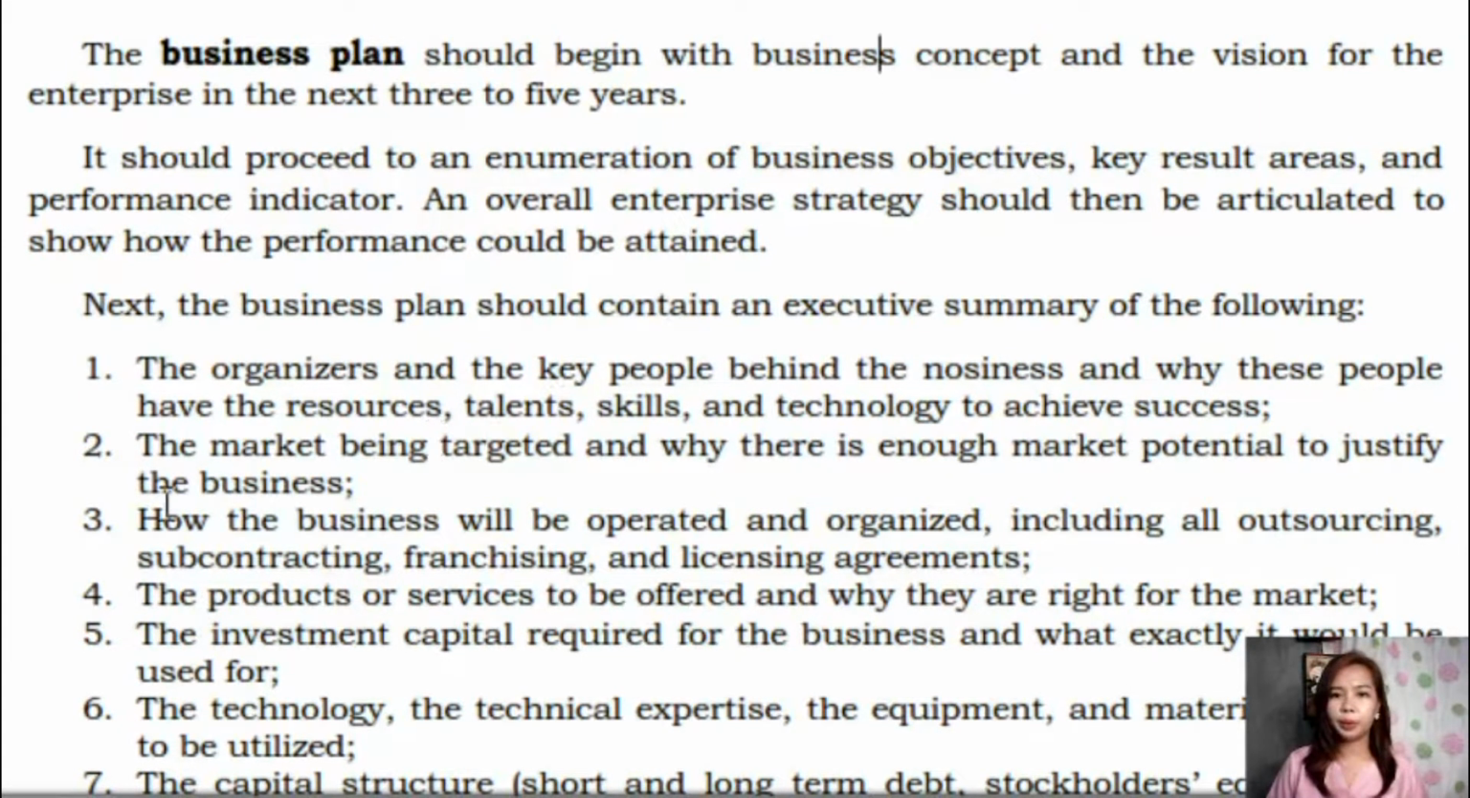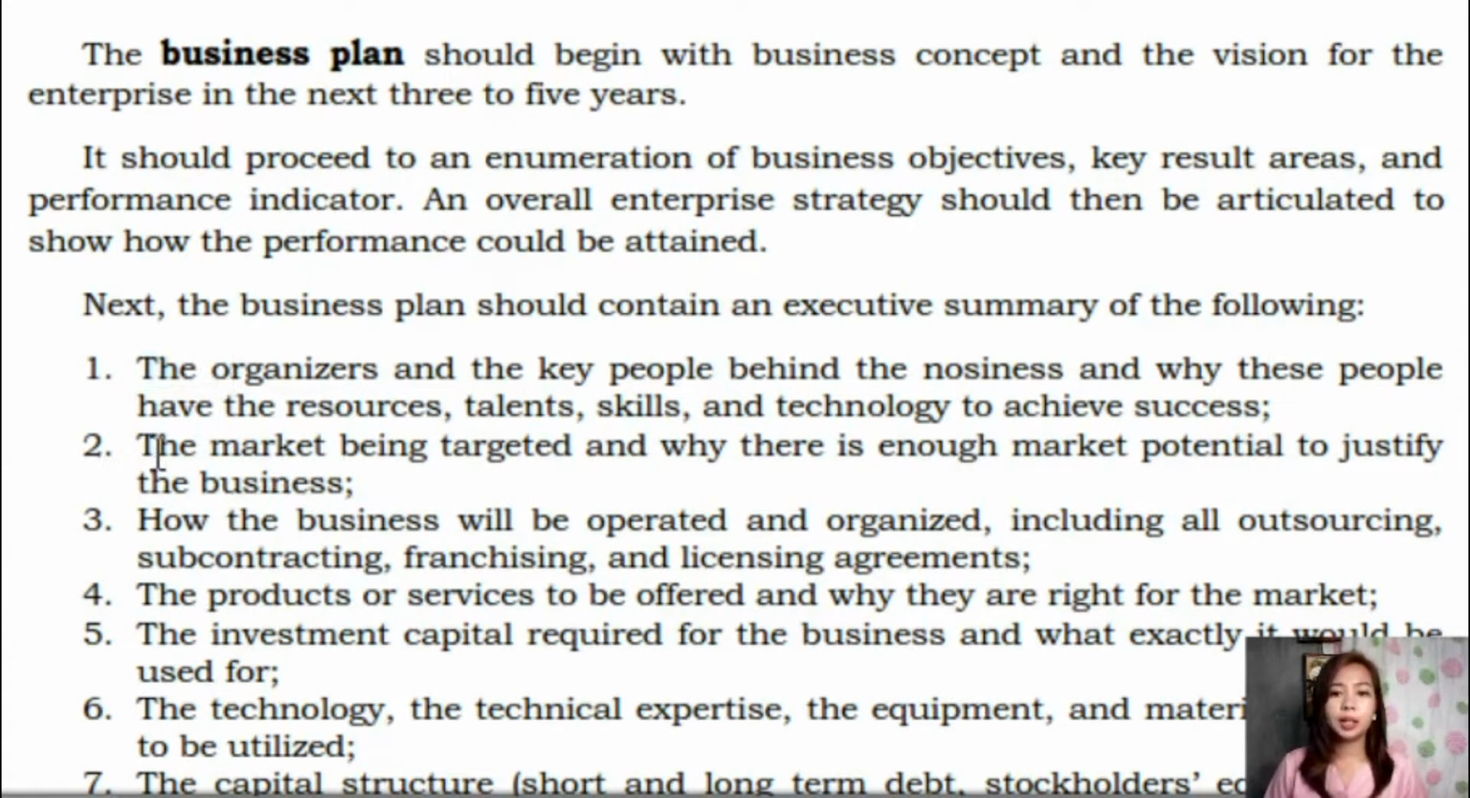Okay, so number 1 is the organizers and the key people behind the business. These are the ones who will put up the resources, talent, skills, and technology to achieve it. I was actually pleased with those who made organizational charts with pictures of each group. This one will be the manager, this one the cashier, kitchen staff. So that is good. That is our number 1.